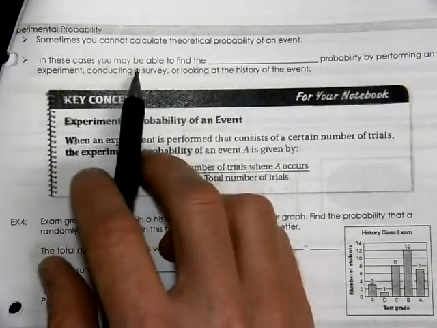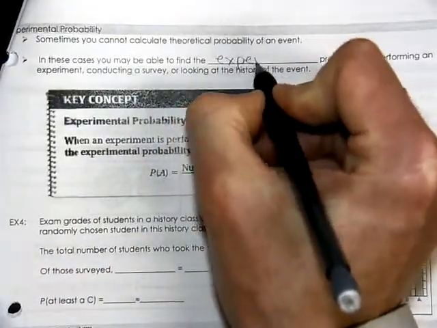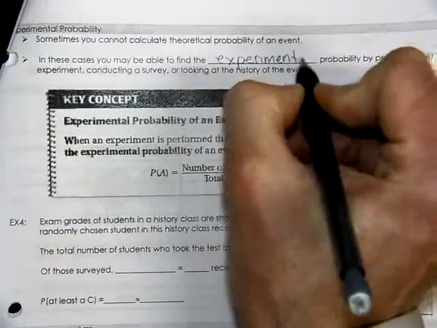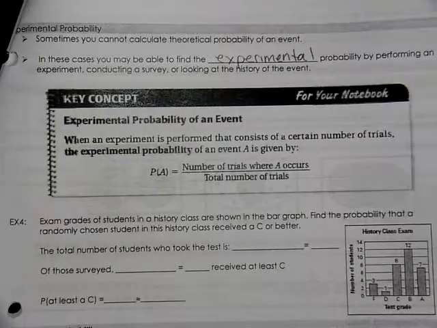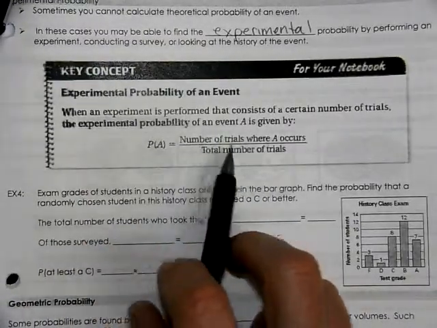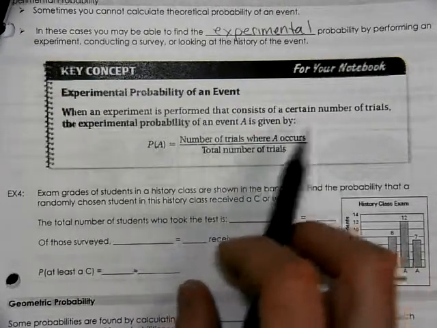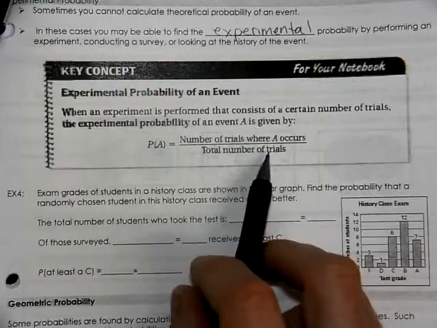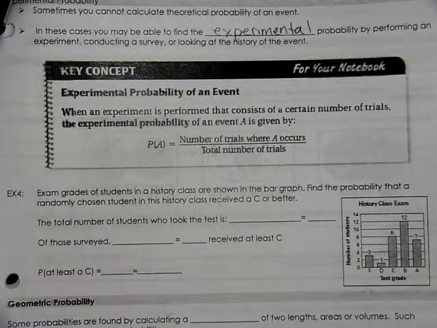In these cases, you may be able to find the experimental probability by performing an experiment, conducting a survey, or looking at the history of an event. Experimental probability is a number of trials where A occurs, kind of your favorable, over the total number of trials, which is typically your possible.